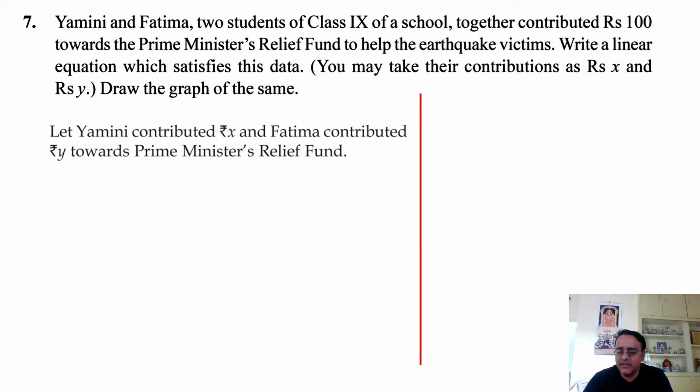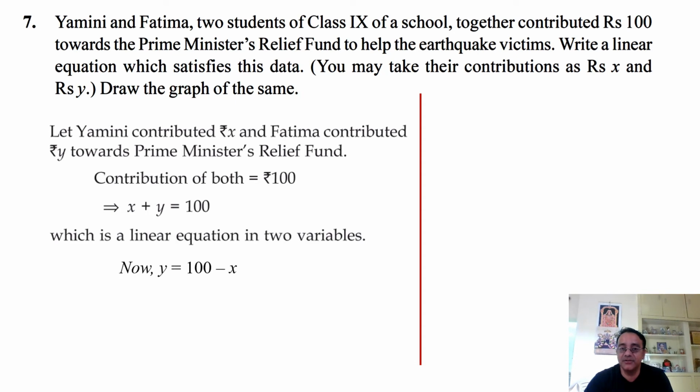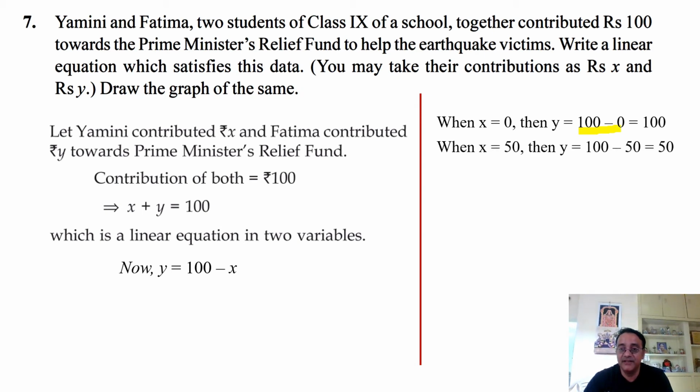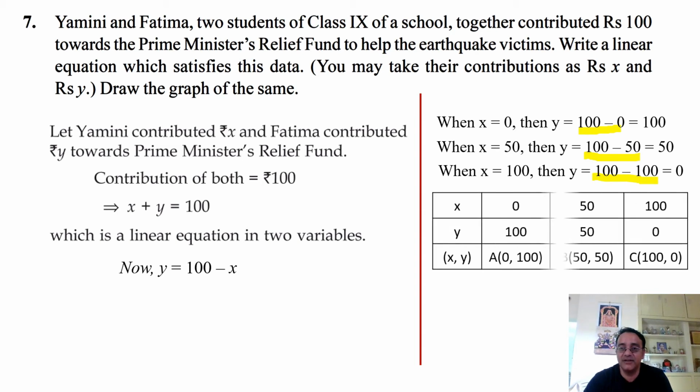So the total contribution is 100. So we'll get x plus y is equals to 100. So this is the final equation. Okay, now we'll write y is equals to 100 minus x for obtaining the table. So when x is equals to 0, we'll get 100 minus 0 is equals to 100. When x is equals to 50, 100 minus 50 is 50. And when x is equals to 100, 100 minus 100 is 0. So we got 3 points, that is 0 100, 50 50, 100 0.